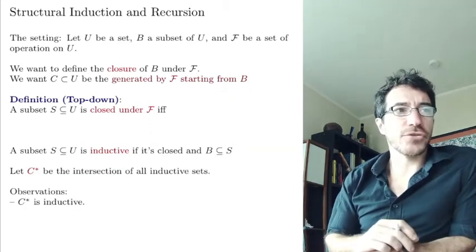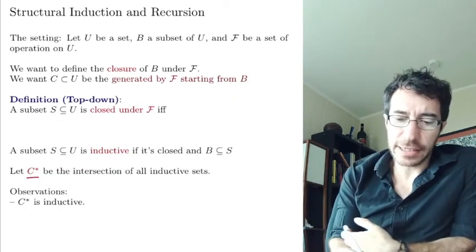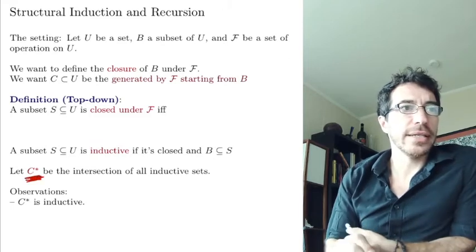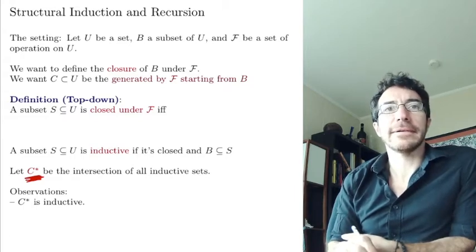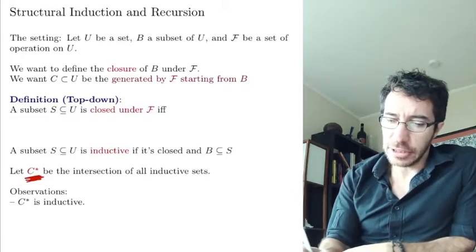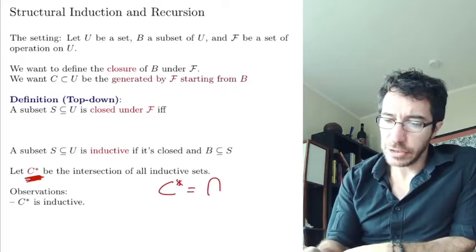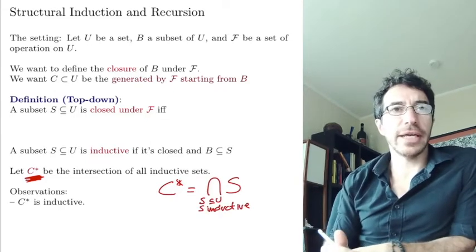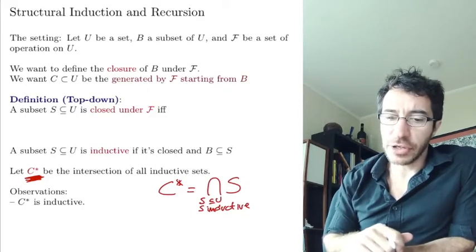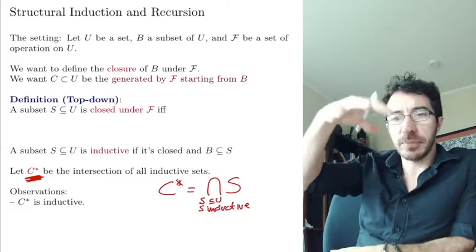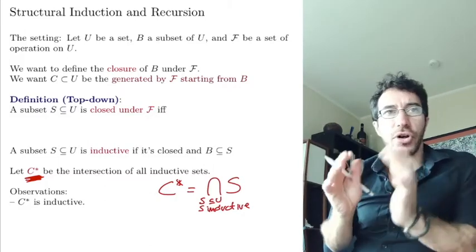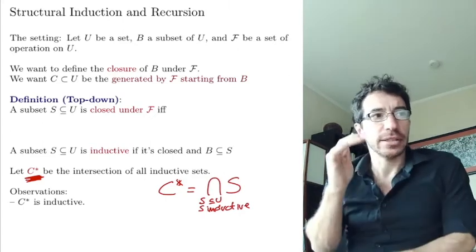Okay, and so last we define C star. This is the set that we want to look at. It's going to be the intersection of all inductive sets. Okay, so C star is the intersection of all the S's, such that S is included in U and S is inductive. Put them all, take them all intersection, and so that's the set we want. That's the set that we're going to call the set generated by F starting from B when we define it from the top down.